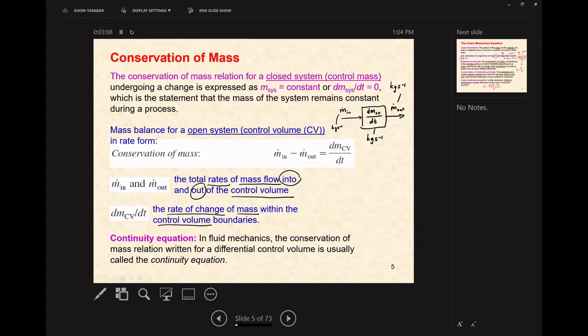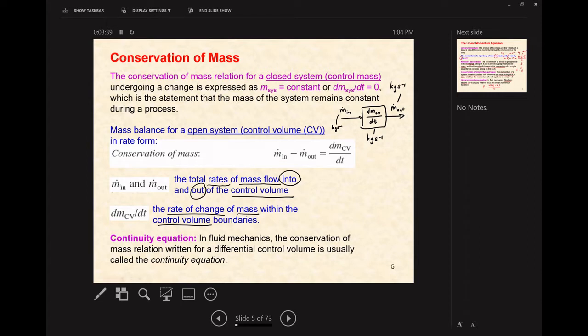So if the incoming rate of mass is greater than the outgoing rate of mass, then we have increasing mass in the control volume with time. If the incoming mass is lesser than the outgoing mass, meaning the outgoing mass is a lot greater, then the mass in the system will decrease with time. So that's what we mean by the mass balance equation.